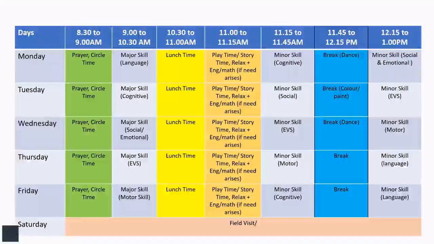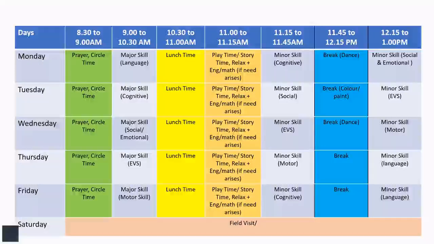So here we have allocated 1.5 hours of time, so whatever is there in your weekly plan, you can nicely do everything in that 1.5 hours. Then once the 1.5 hours is spent, children are provided a break for lunch time or snacks time. Then once snack time is over, you have playtime, story time, relaxation a little bit. That will be around 15-20 minutes.